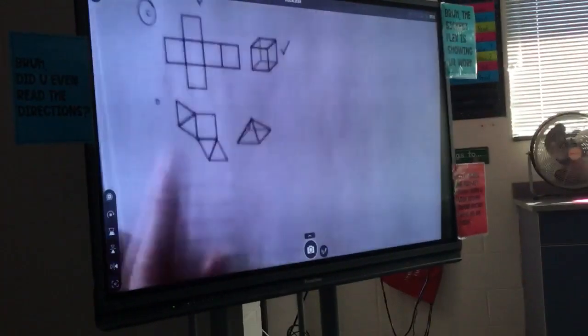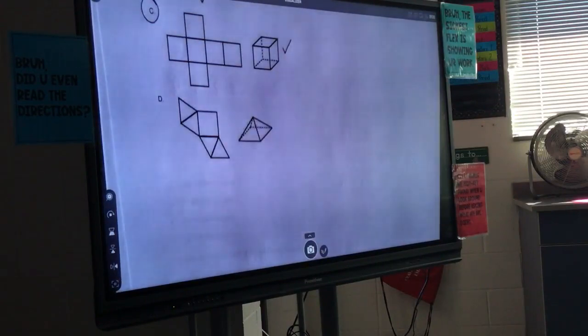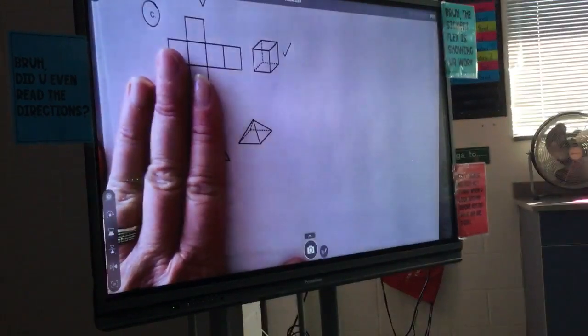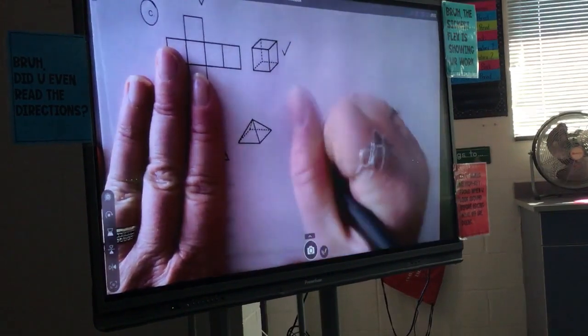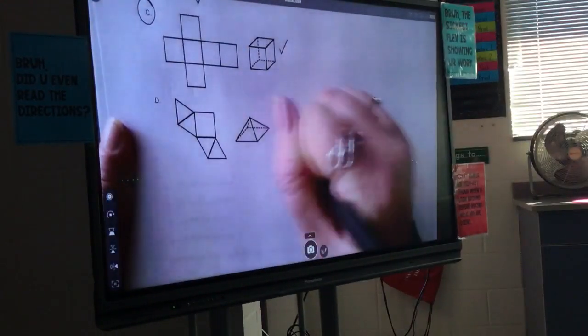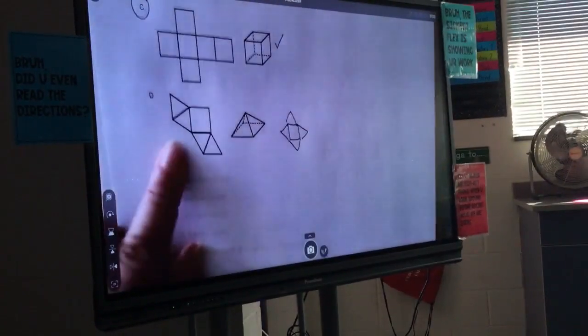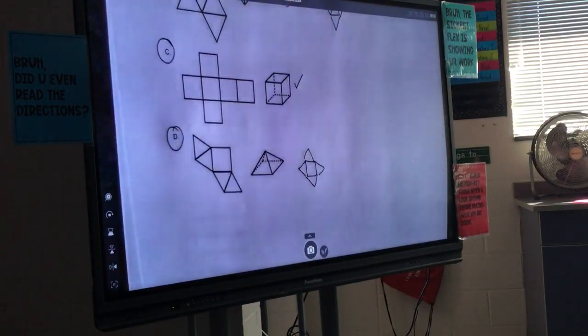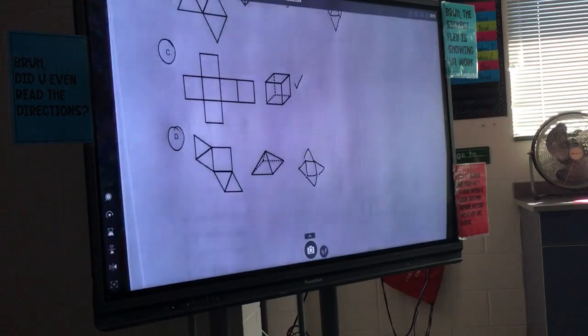Let's look at the last one. All right, this one looks a little funky. So looking at this, what is that shape right there? It's a square pyramid. So my base is a square. Does that work so far? Yes. And then I'm going to have one, two, three, four triangles. Does this have four triangles? Yes. So then that is correct also. Okay? So remember, this is a pick all that apply, so this is going to have possibly more than one answer. Does that make sense? All right. What's another one you guys want to go over? All right, Kaden.